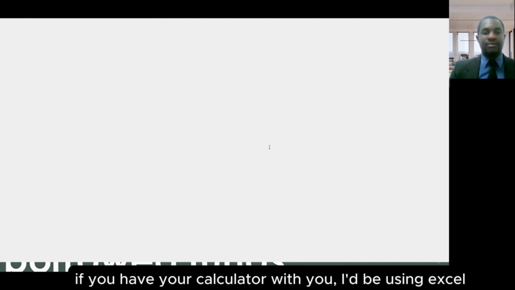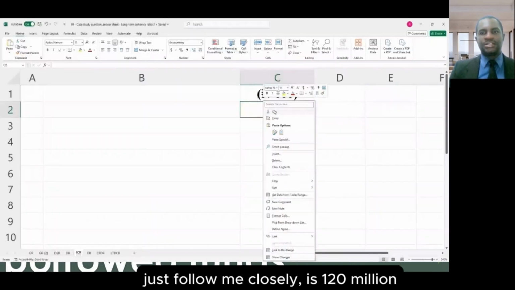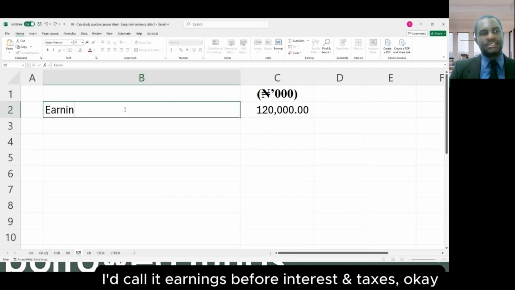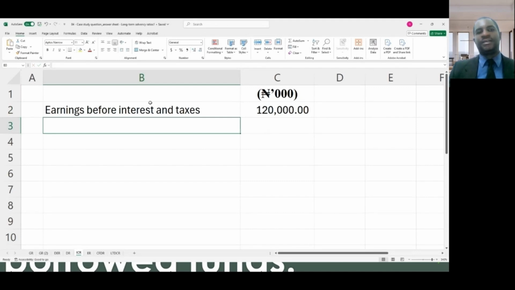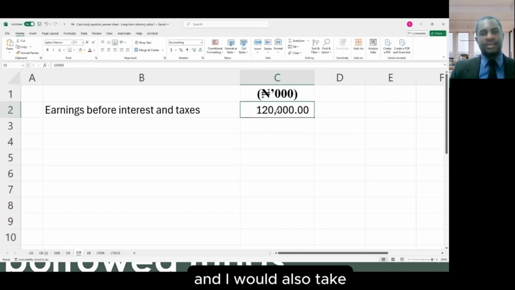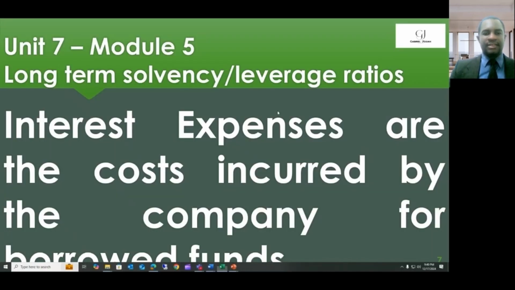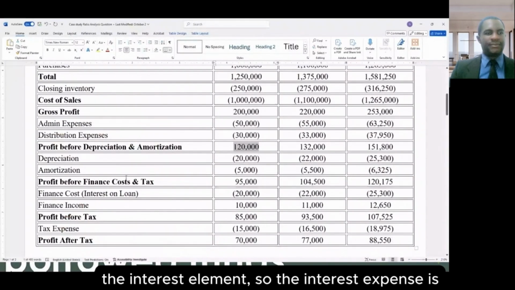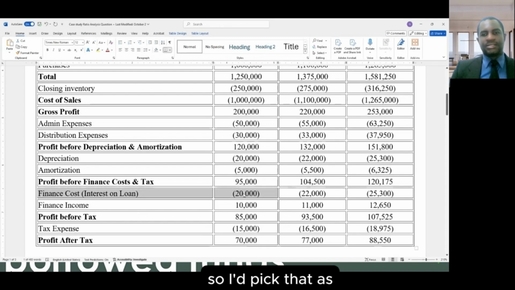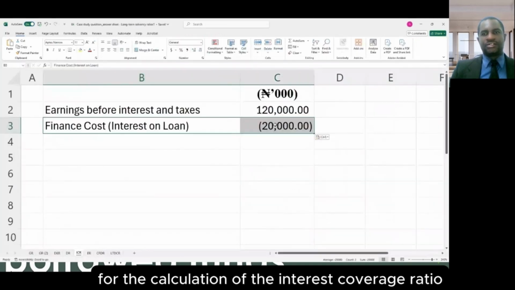If you have your calculator with you, or are using Excel, just follow me closely. It's 120 million. So I'll call it profit before depreciation and amortization. Call it earnings before interest and taxes. Okay, so that is 120 million. And I would also take the interest element. So the interest expense is the finance cost, which is the interest on the loan, and it includes 20 million. So I'll pick that. It's the interest expense for the calculation of the interest coverage ratio.